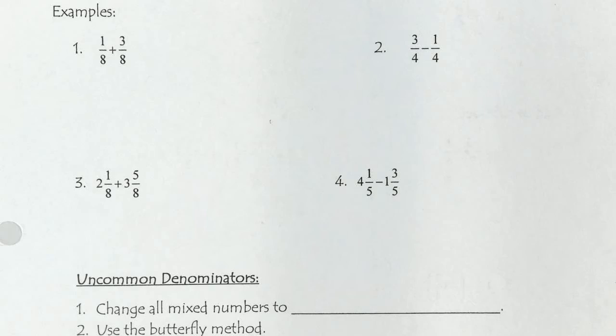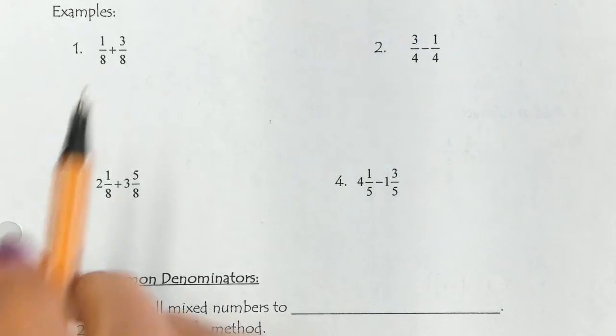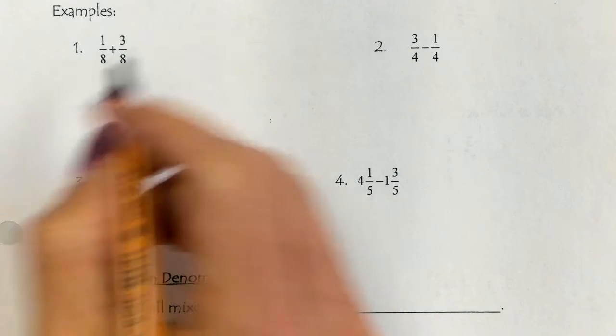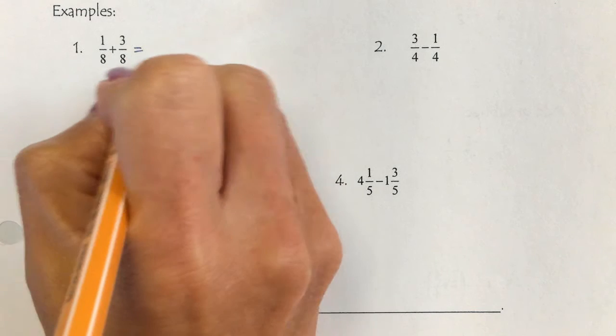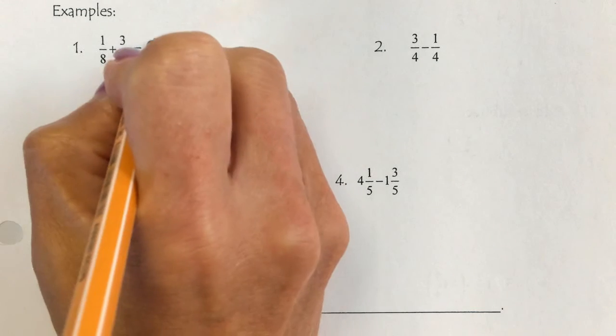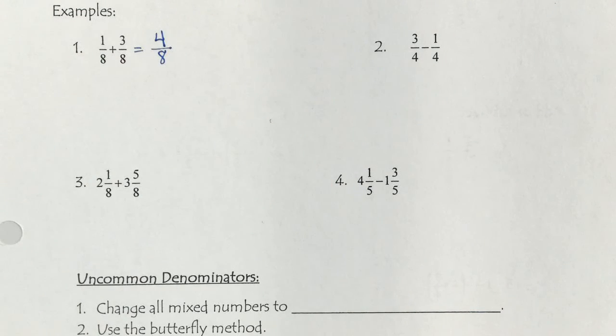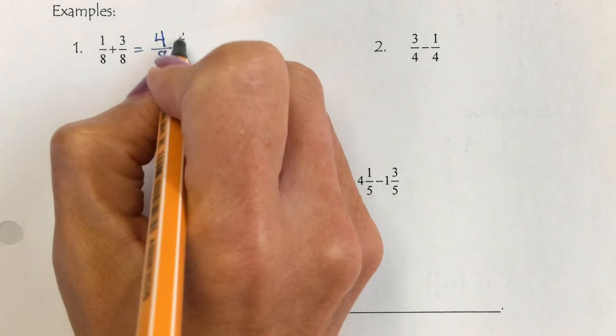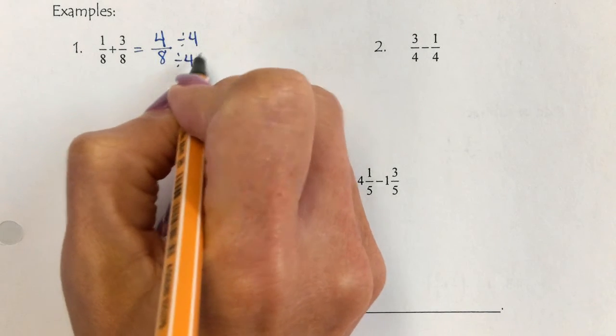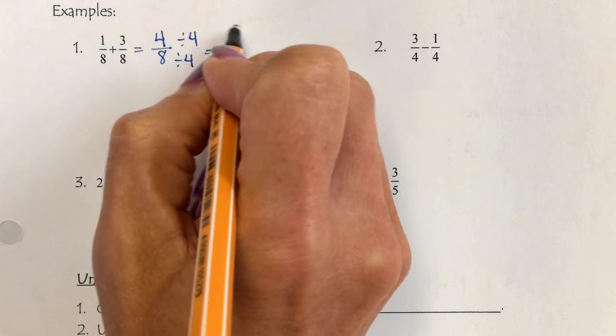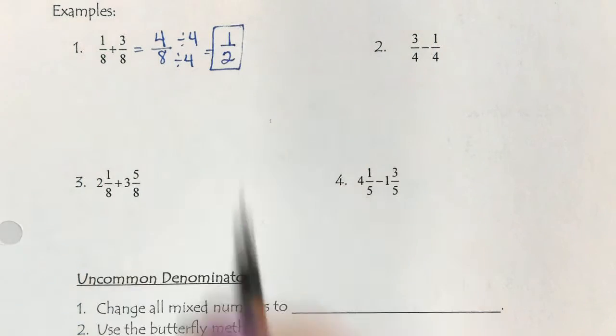For the first one, we have 1/8 plus 3/8. The denominators are already the same. There's no mixed numbers, so I'm just going to leave that denominator as 8, and I'm going to add the numerators together. Now, this can be reduced down by 4 to 1/2. So you have to reduce to lowest terms.